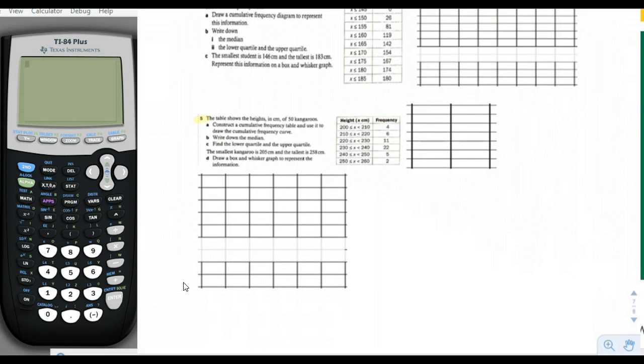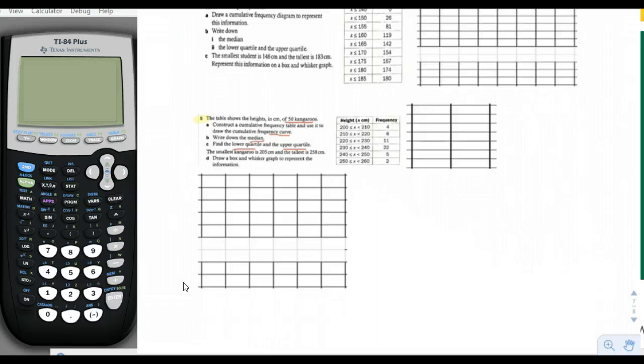Now number 5. The table shows the heights in centimeters of 50 kangaroos. Construct a cumulative frequency table and use it to draw a cumulative frequency curve. Write down the median, lower quartile, upper quartile, and then draw a box and whiskers. I'm going to do this one even though we've done everything on here, since it's a problem from the very beginning to the very end.